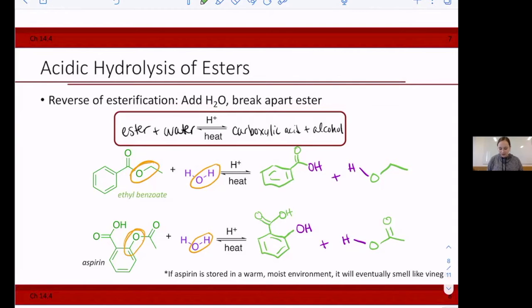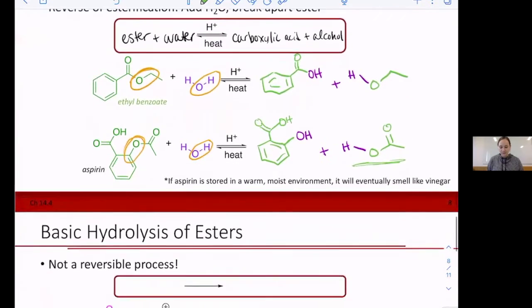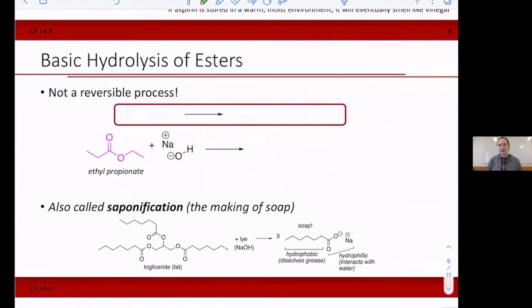This reaction also shows that because aspirin has an ester in it, if aspirin is stored in a warm, moist environment, it could equilibrate to its alcohol and carboxylic acid version. It will eventually smell like vinegar. This stuff right here, acetic acid, is the same thing as what's in vinegar. So if you have a really old bottle of aspirin and it starts smelling like vinegar, it's because there's salicylic acid and vinegar inside it. It's decomposing. You might want to get rid of it. I don't think it'd hurt you. No, it won't hurt you, but it's probably not very effective.